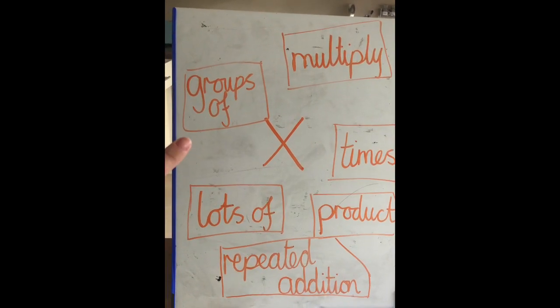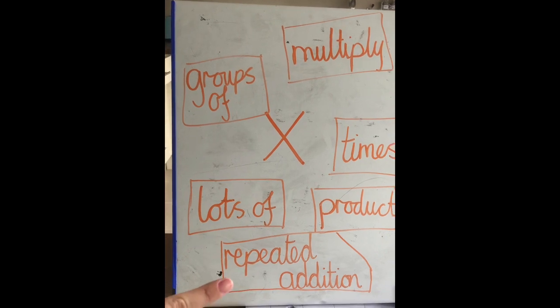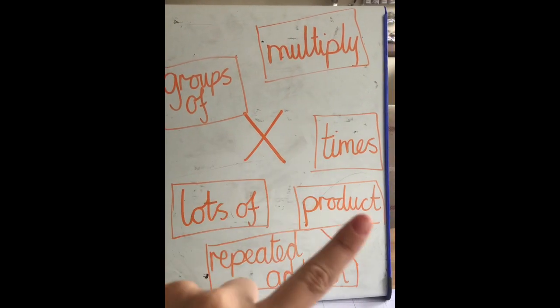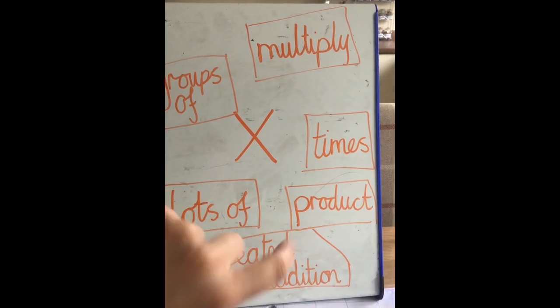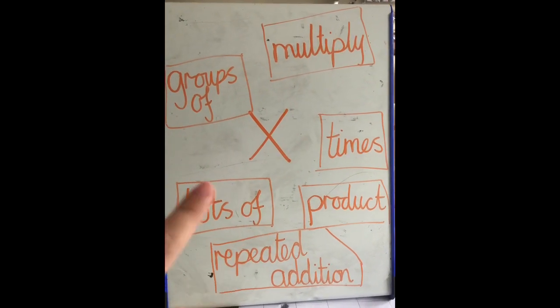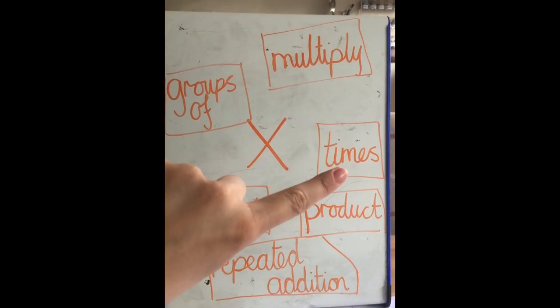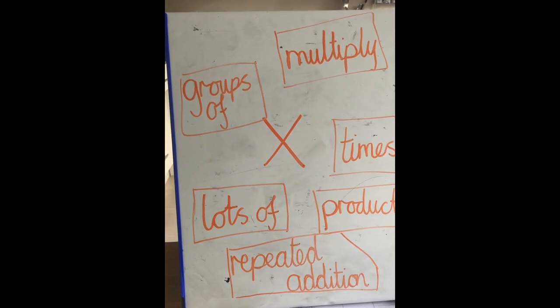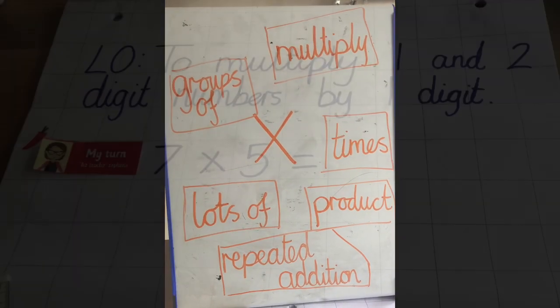We've got groups of, lots of, repeated addition, that just means adding the same number over and over. Product, which is the answer that we get when we multiply two factors together. And times. All of these, if you see them in a question, could mean multiply.